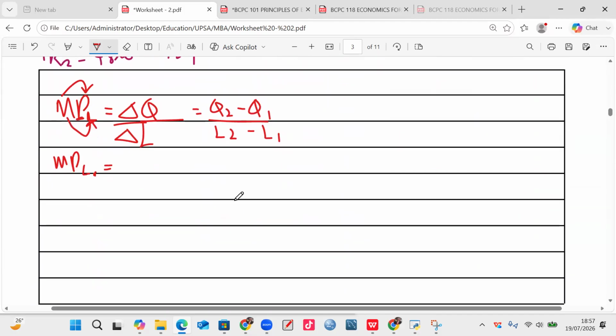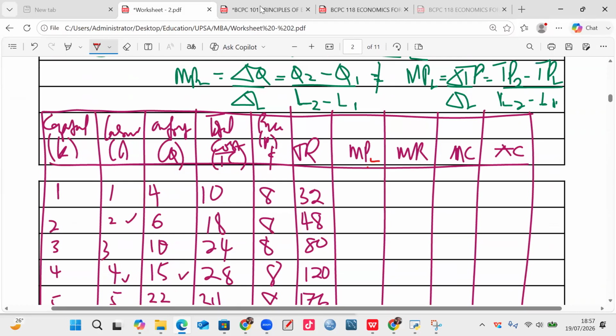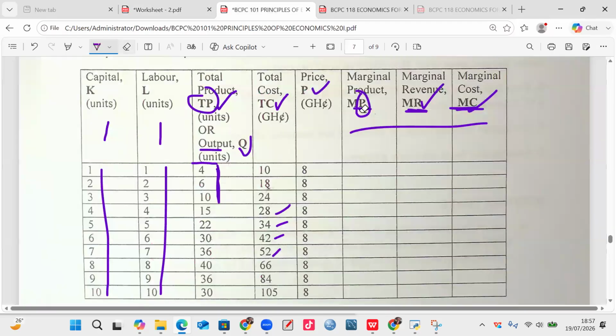Understand the concept and move on. Okay, let's go on. So we are working on labor 1. It's marginal product, but I'm saying that it is the marginal product of labor. Here, they've written marginal product, but I'm saying it's marginal product of labor. Here, it's MPL.